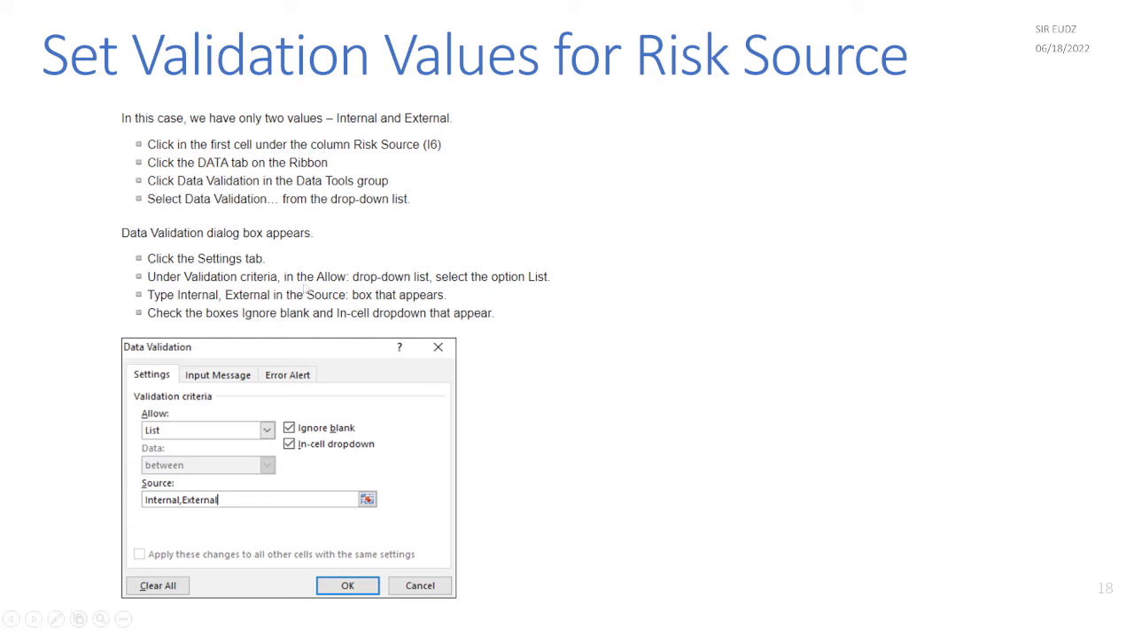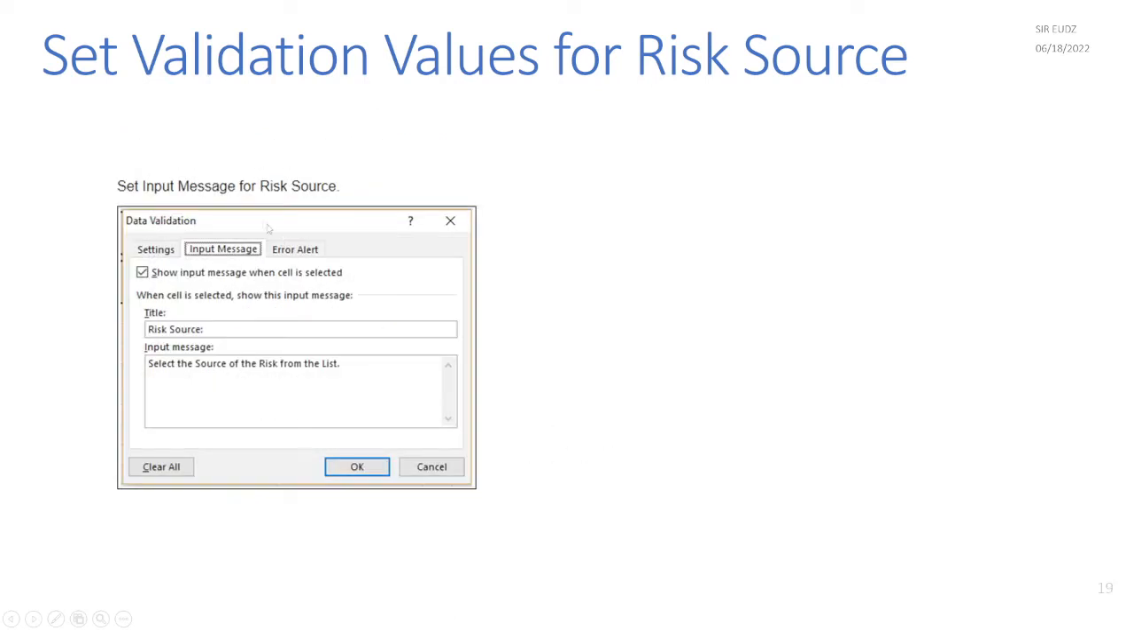Under the validation criteria, in the allow drop down list, select the option list. Again, we select the option list. Then in the source box that appears, we just type internal comma external. Check the boxes ignore blank and in-cell drop down. Set the input message for risk source. So give the title and give the message.